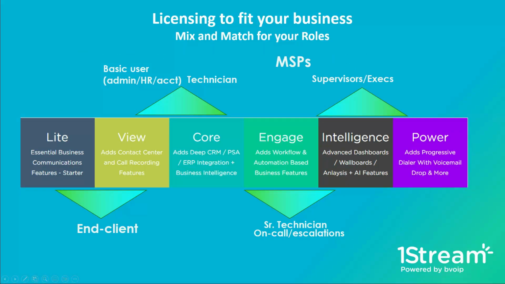So back to plans. The 6 plans of OneStream: Light, View, Core, Engage, Intelligence, and Power. In order to turn on the AI post-call analysis agent, you would need at least one user on VoIP Intelligence to begin with. But also in that plan is this analysis report, so we can filter off of all of the scoring data so that we can narrow it down to the ones that you are looking for.